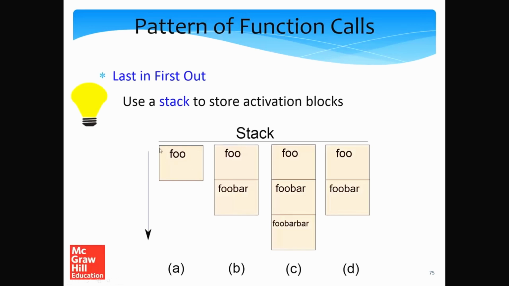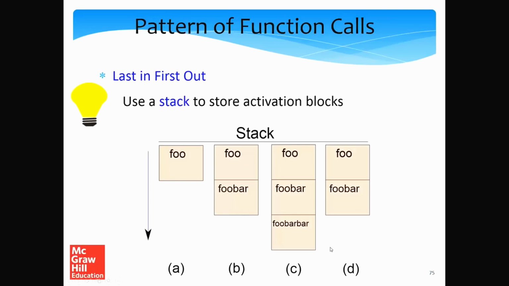So if we consider the activation block of foo, then the activation block of foo bar will be created. Then the activation block of foo bar bar will be created, and it will also be the first to be destroyed. Then the activation block of foo bar will be destroyed, and then lastly the activation block of foo. So what do we see? The behavior here is last in, first out.